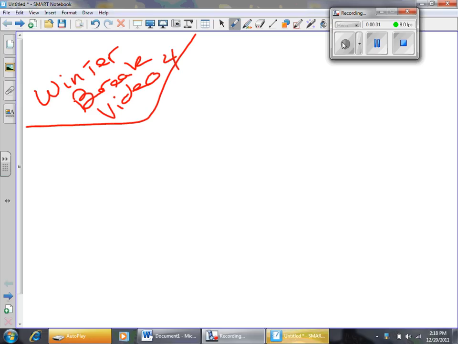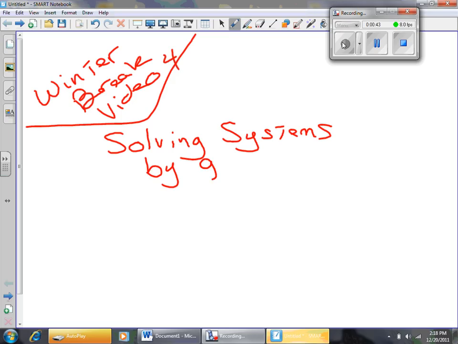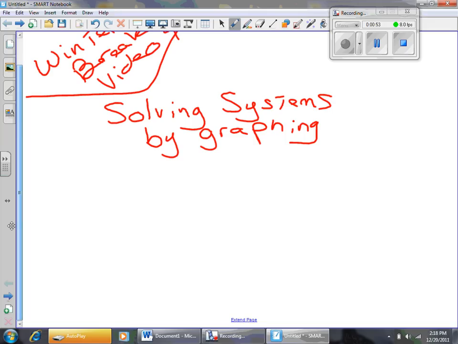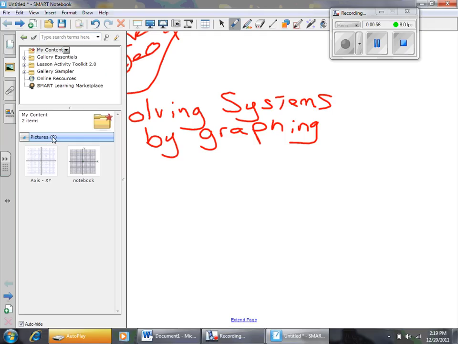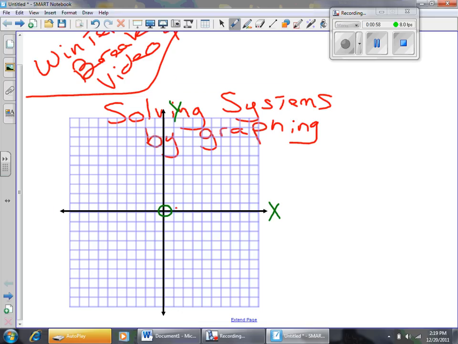All right, so the first thing that we'll be covering is solving systems by graphing, right? And that'll include equations and inequalities. So let's get right to it. Let's say we have the following two equations, the following system of equations, I should say.